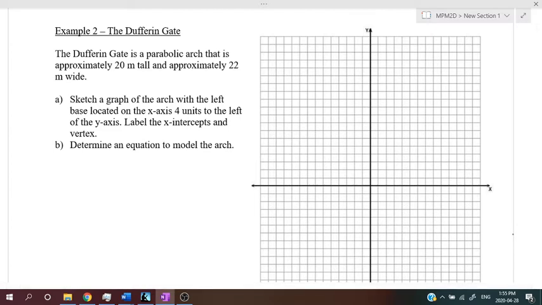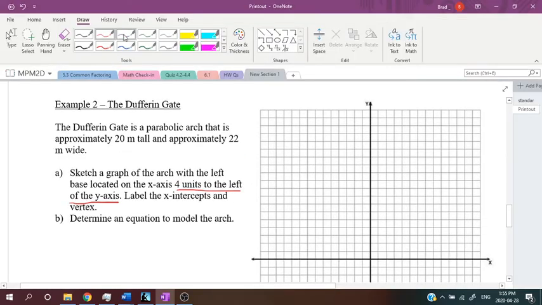So the Dufferin Gate is a parabolic arch that is approximately 20 meters tall. That tells us something, right? It's probably got a maximum of 20, and it's approximately 22 meters wide. Okay, but where does it start? It says sketch a graph of the arch with the left base located on the x-axis 4 units to the left of the y-axis. Okay, so first things first, I better give myself a scale.